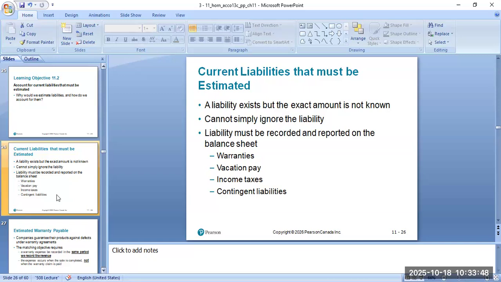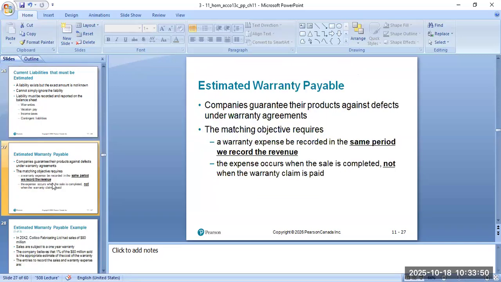Now let's go one after another. First, we're going to go with the warranty payable. Before I start with the warranty payable, I want to ask you, how do you feel so far? Any questions so far?